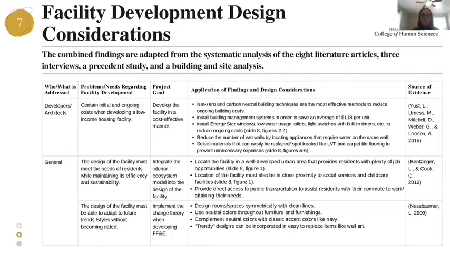In order to prevent the facility from becoming out of style or dated, the design of the facility should feature neutral colors throughout furniture and finishings with classic accent colors like navy. Trendy designs can be incorporated through easy-to-replace items like artwork. The next slide will help further the applications of these design considerations through images.